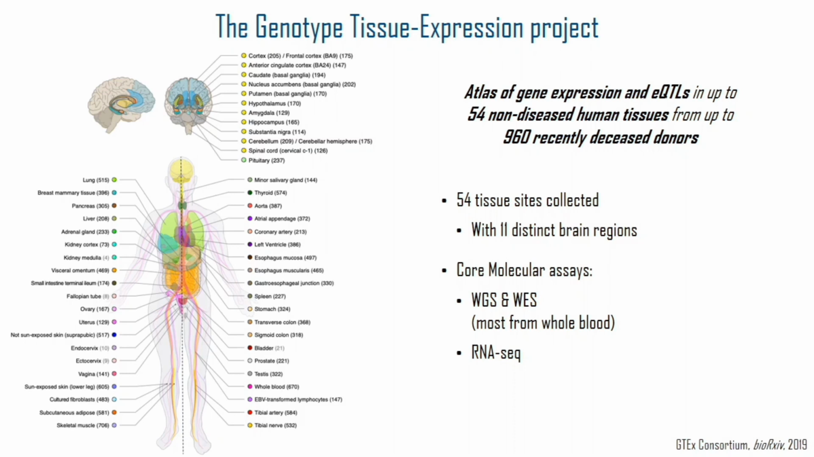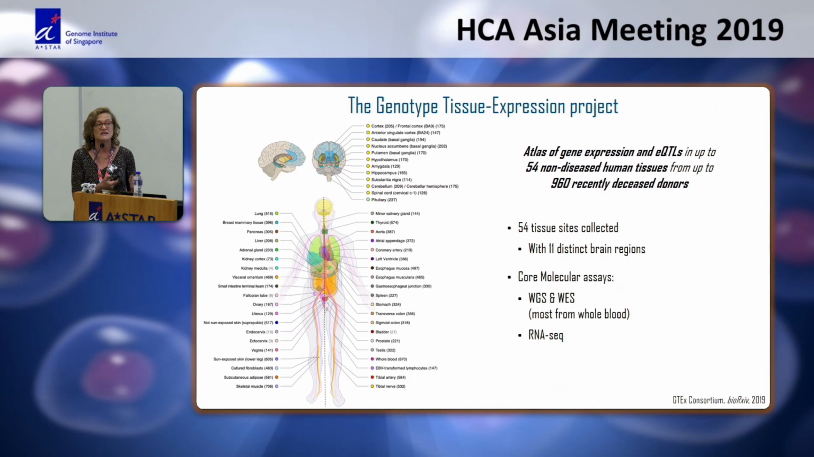So we needed to sample across the human body and across multiple individuals, and the project sampled about 54 non-diseased human tissues. Again, like the Human Cell Atlas, we wanted a normal, non-diseased reference, which is pretty hard to get for tissues, as many of you have discussed today. And we wanted to do it across multiple individuals. So there were 54 tissues collected with 11 distinct brain regions, and the core molecular assays to get at this were to have a genotype across everyone, so we had a whole genome sequence performed, and then to do RNA sequencing data to measure the transcriptome across all the tissues.